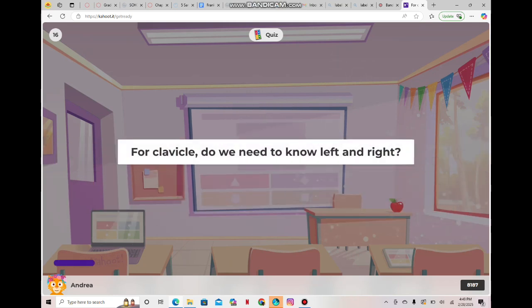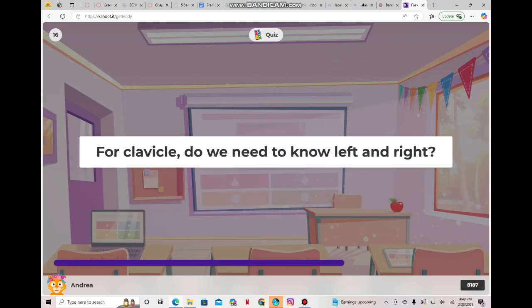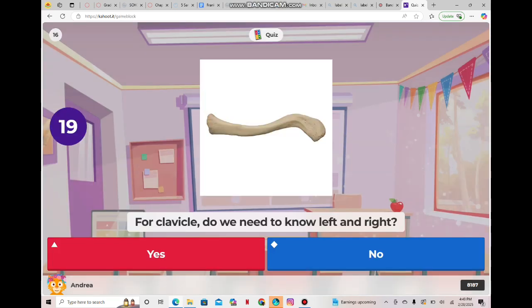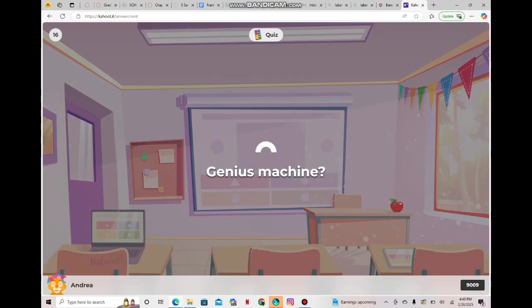And this would be the last question. If we need to know left and right for this class, this anatomy class, we do not need to know left and right. Correct.